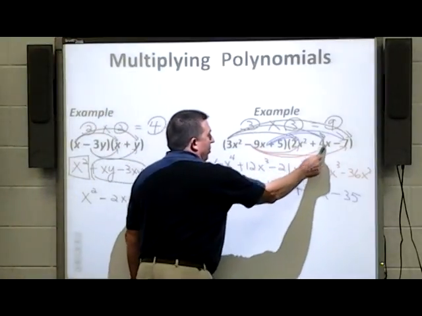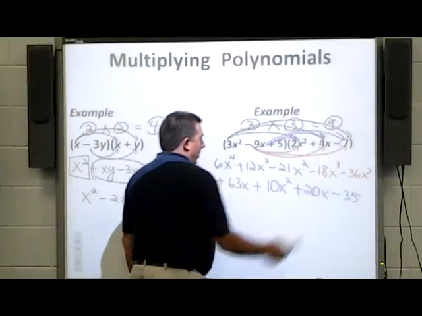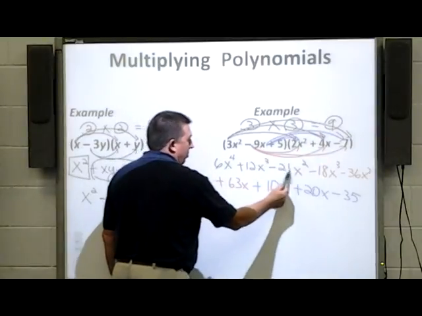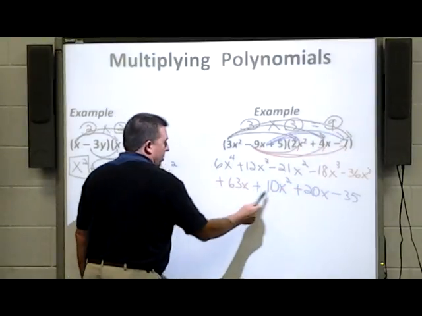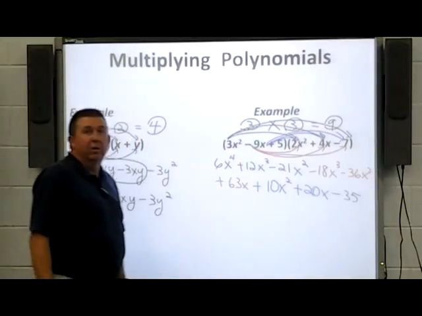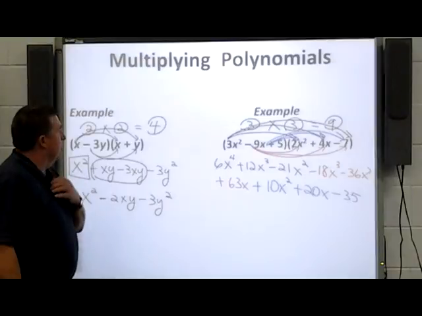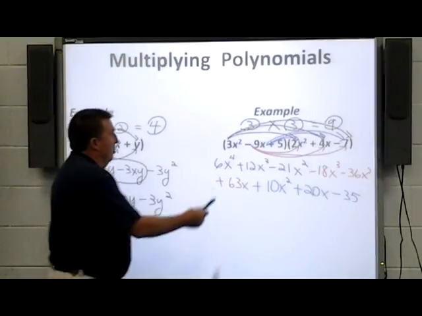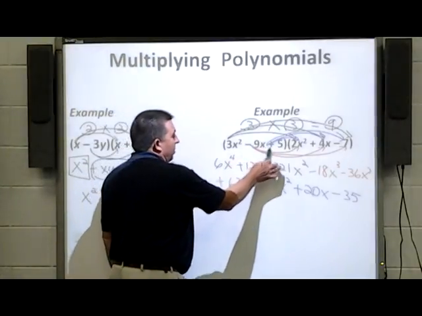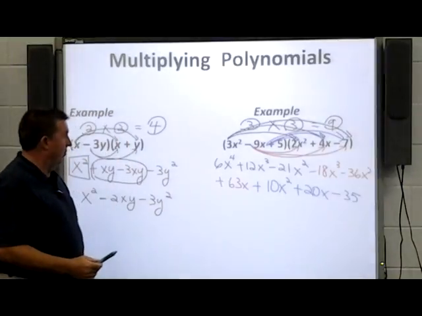Trinomial, 3 terms, times a trinomial, 3 terms, 3 times 3, I should have 9. 1, 2, 3, 4, 5, 6, 7, 8, 9. So far, so good. Remember that if you can't remember how many terms a certain polynomial has, the terms are separated by either a plus or minus sign. That kind of simplifies it for you.